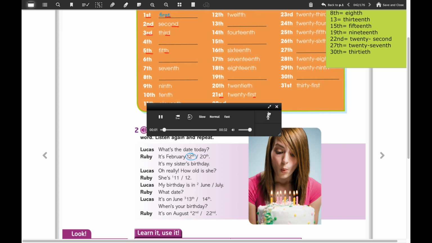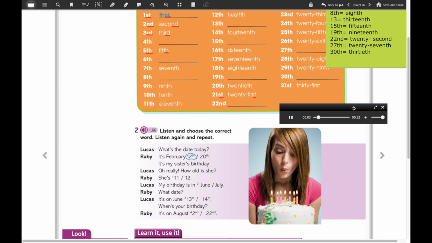Unit 4, Communication. Talking about dates. Page 42. Exercise 2. What's the date today? It's February 12th. It's my sister's birthday. Oh, really? How old is she? She's 12. My birthday's in June. What date? It's on June 14th. When's your birthday? It's on August 22nd.